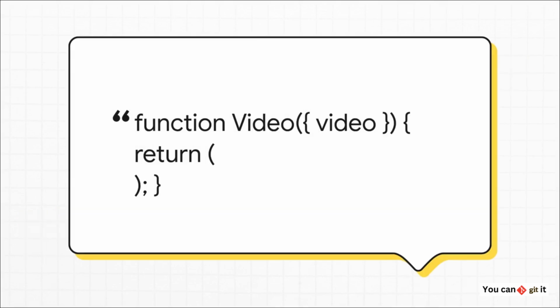And here's what one of those bricks actually looks like in code. This is a basic video component. At its core, it's just a JavaScript function that's set up to return some visual stuff. And right inside that return statement is where you'd place your other bricks, like a thumbnail or a like button, to assemble the final piece.